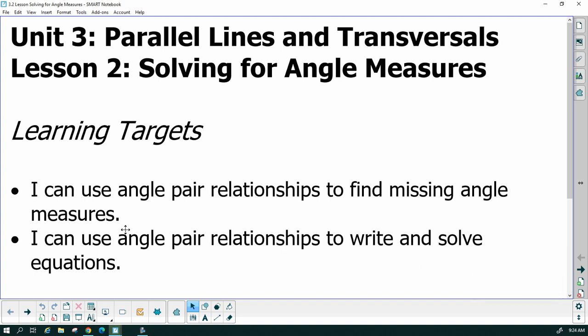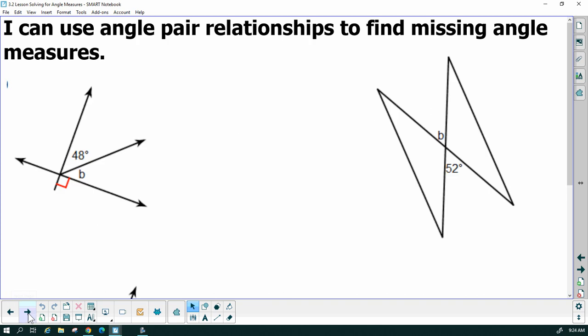Hey, all, today we're going to continue talking about angles and specifically angle pairs, like we talked about complementary, supplementary, linear pairs, and vertical angles. And today we're going to use the relationships between them to find missing angle measures. So the first thing we need to do is identify what type of angle pair relationship we have, and that's why we started with that.